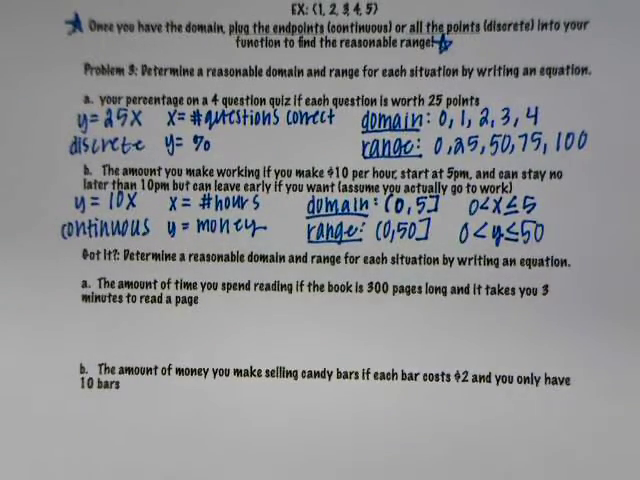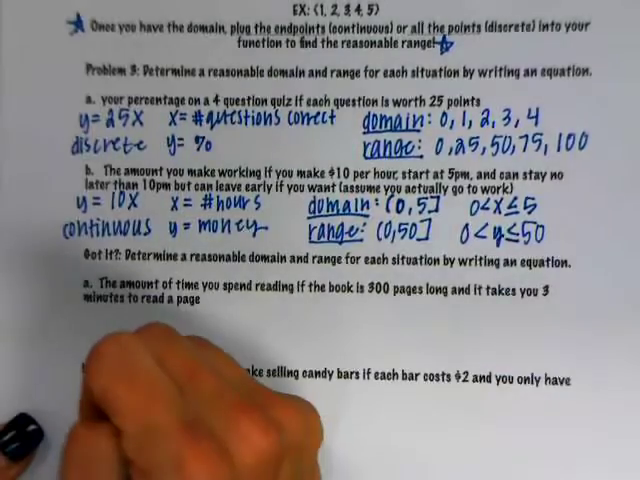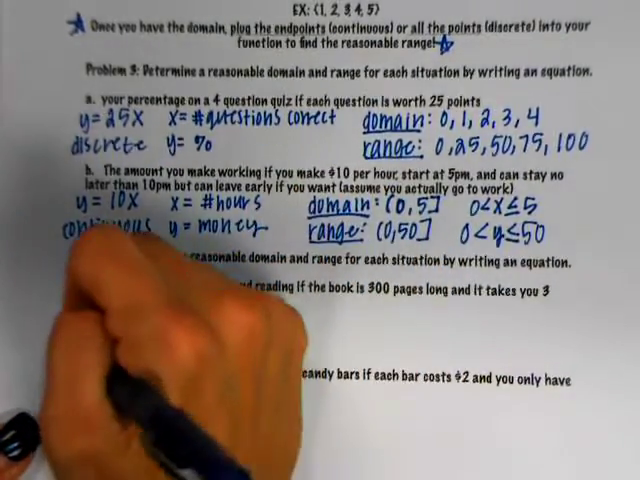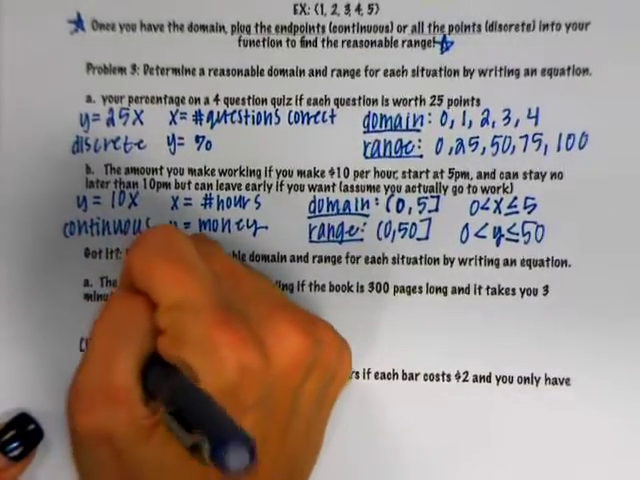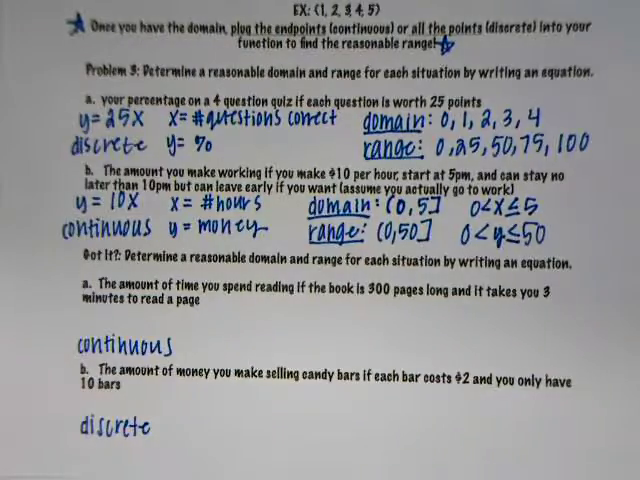All right, so the first one is the amount of time you spend reading if the book is 300 pages long and it takes you 3 minutes to read a page. The second one is the amount of money you make selling candy bars if each bar costs $2 and you only have 10 bars. Which one is going to be discrete? The second one, yep, because it's the whole candy bars you're selling. And then this one would be continuous because you're reading, you're not only reading full pages at a time, you're reading partial pages also. So anything in between, okay?